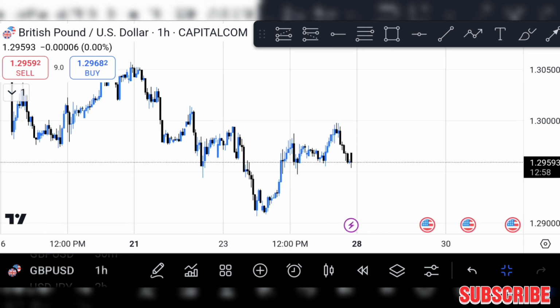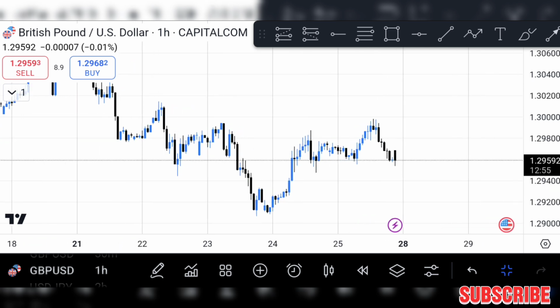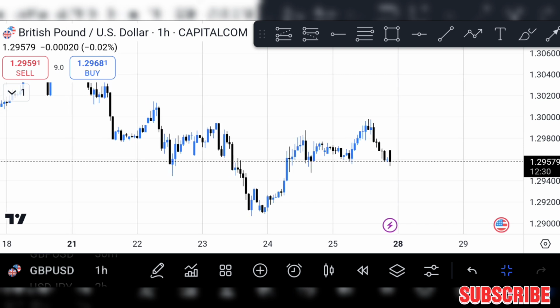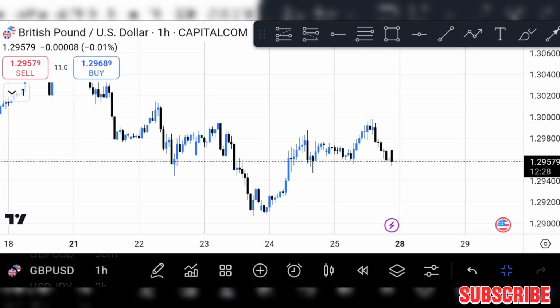Okay, so the pair you are seeing right now is the GBP USD pair. Remember, this strategy works best with the pound pairs: GBP USD, GBP AUD, GBP CAD, GBP NZD, the pairs that the pound is attached to. That is where this strategy works best. That is where I've been using it and it's working. So if you want to trade this strategy that I'm about to show you, I recommend you trade it with the pound pairs. You can backtest and see how it goes.